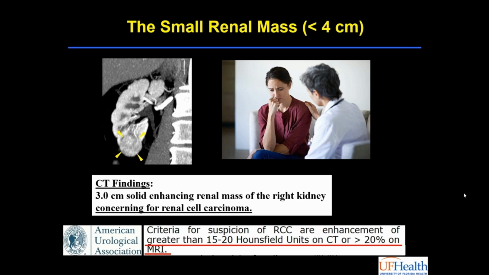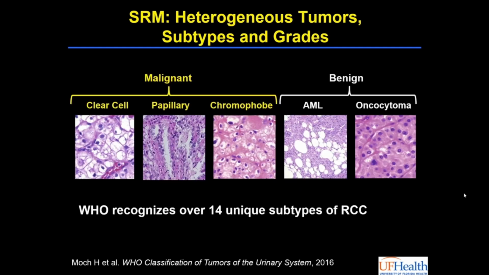And naturally, we have patients coming in with this diagnosis, and they're fearful that they have a bad case of kidney cancer and that their life is in jeopardy. But as urologists, we know that small renal masses, or SRM, are really a very heterogeneous group of tumors, many of which are cancers, but some of which are benign. And in fact, the World Health Organization recognizes well over 14 unique subtypes of kidney cancers. And you can see on the left side of the screen the three most common types of kidney cancer: clear cell, papillary, and chromophobe. But also there are benign kidney tumors, angiomyolipoma and oncocytoma.